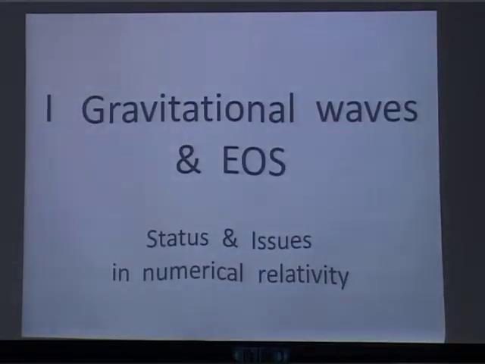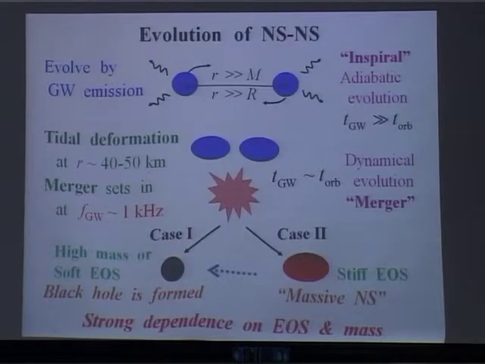From now, I'll talk on three topics. First is gravitational waves from binary neutron star mergers and black hole neutron star mergers, and the equation of state of neutron stars. First of all, let me remind you how a binary neutron star evolves and merges. This is a typical scenario for the merger of binary neutron stars. Binary neutron stars would be formed as a result of evolution of two massive stars, or capture in globular clusters of two neutron stars. After the formation of a binary neutron star, it evolves adiabatically by the emission of gravitational waves. Adiabatically means that the emission time scale of gravitational waves is much, much longer than the orbital period.